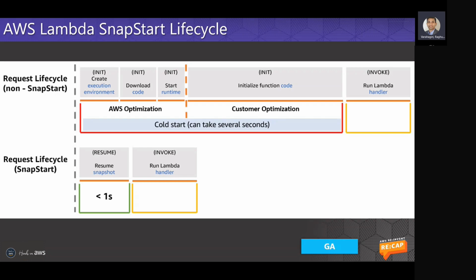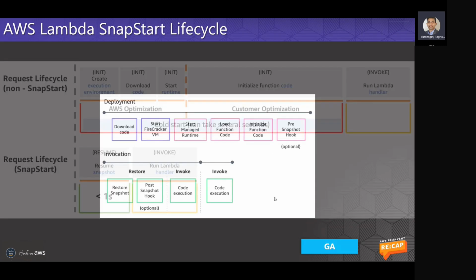There are some built-in features in AWS's distribution of Java, which will allow you to bypass that. So if you're working in this area, please look at the documentation for those details. All right, so that was Lambda SnapStart.